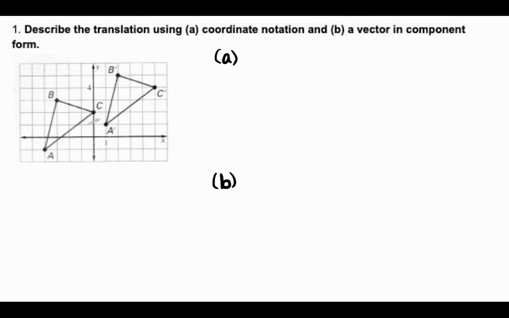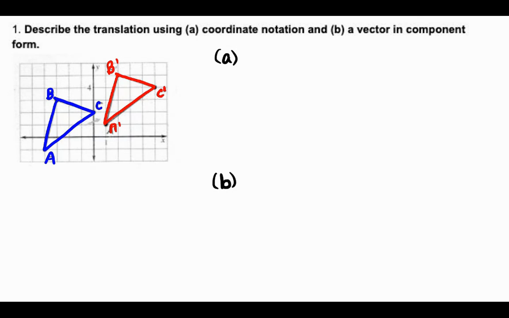So our first example question, we're going to describe a translation using both of our different forms. First, we need to look very closely at the diagram and find the pre-image. Remember, the pre-image is just going to use the A, the B, and the C. So this is the one with the plain letters. Our image is the one that uses the primes. So we have A prime, B prime, and C prime.